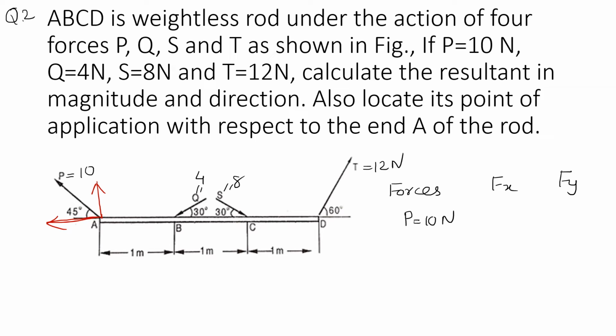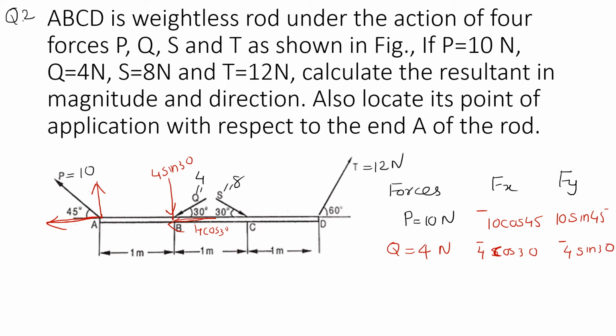It is in the leftward direction, so negative 10 cos 45. And the vertical component is positive 10 sine 45. Next is Q, which is equal to 4 Newton and the inclination is leftward. This is 4 cos 30 and this is 4 sine 30. So leftward, so negative 4 cos 30, downward again negative 4 sine 30.